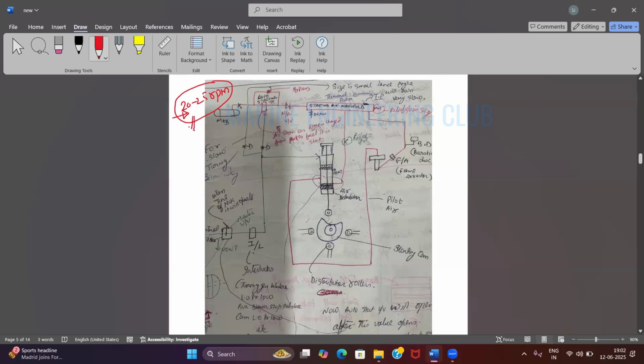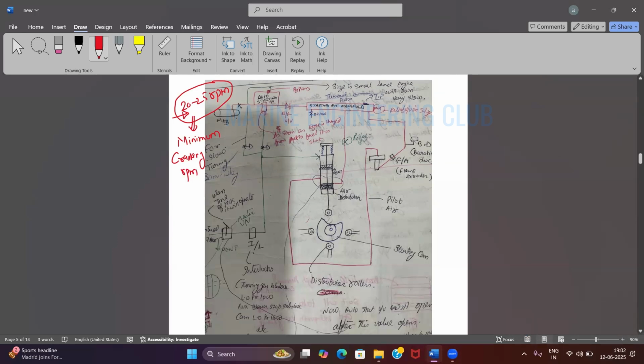Sir, is this range irrespective of size? No, slightly it can be up and down. Minimum cranking RPM, slightly it can be up and down also. But I'm giving an average idea.